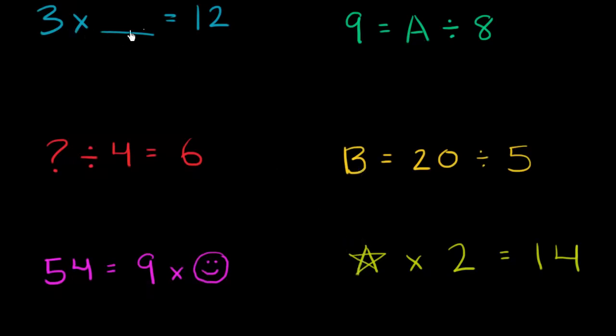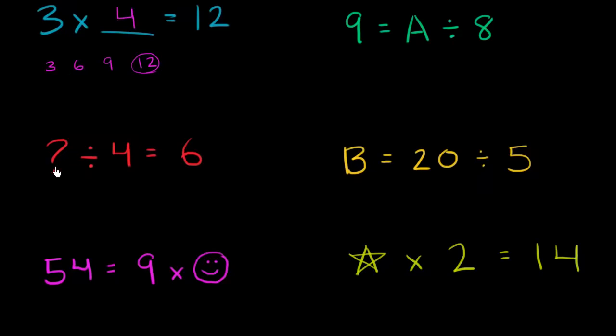So let's think through each of them. This says 3 times something is equal to 12. So let's think about what we have to multiply by 3 to get to 12. So 3 times 1 is 3. 3 times 2 is 6. 3 times 3 is 9. 3 times 4 is 12. So we could say that the blank needs to be equal to 4. 3 times 4 is 12.